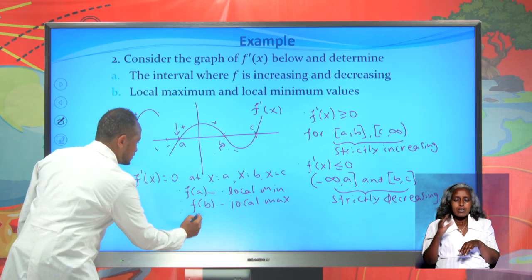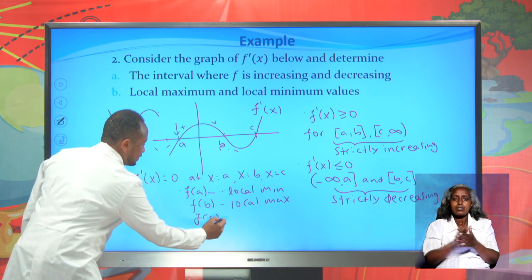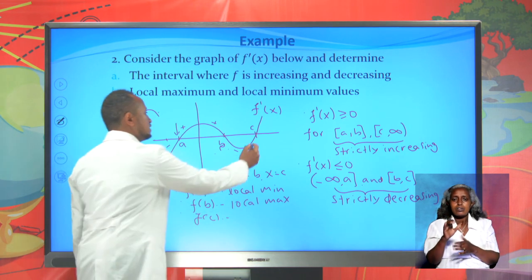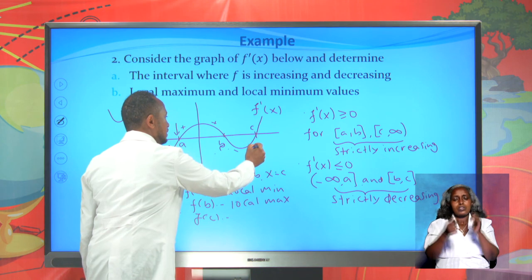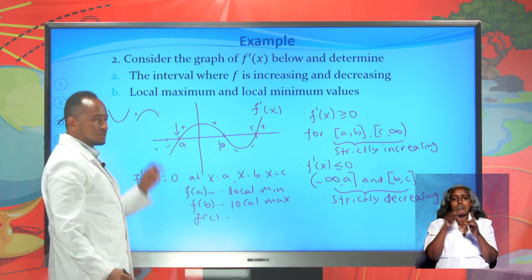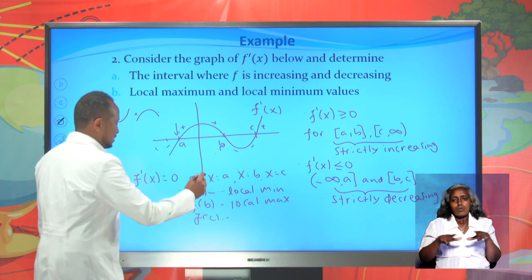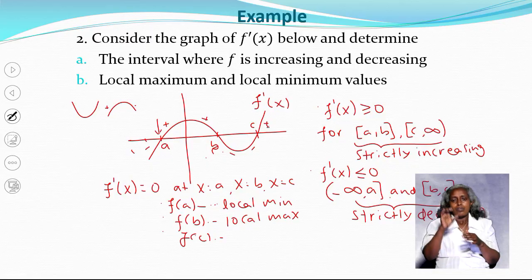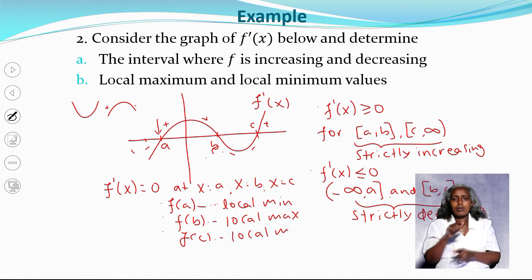And at c, the derivative changes sign from minus to plus. Minus to plus means this is a local minimum. So f of c is a local minimum point. So this is it. We'll continue to the next part.